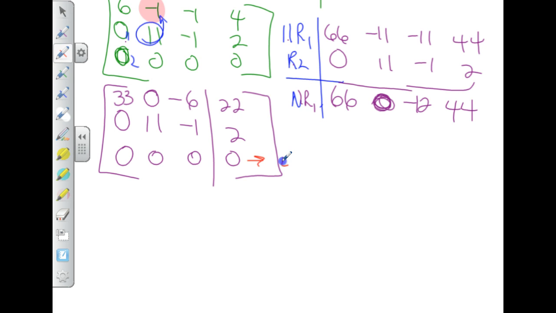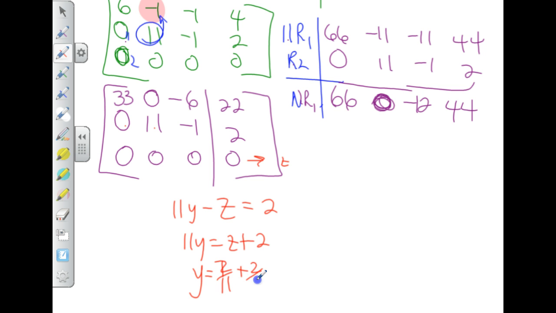Let's see. This means that's my parameter, z. This means 0x plus 11y minus z is equal to 2. So if I were to solve for y in terms of z, I would have 11y is equal to z plus 2, and if I divide by 11, I have y is equal to 1/11 z, or how about z over 11 plus 2/11. So at least I have the z answer is z. The y answer is 2/11. What's a z? How about 1/11 z? Let's not be confusing here. 1/11 z, let's just leave it.